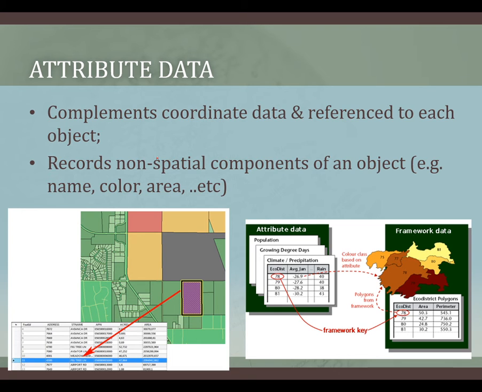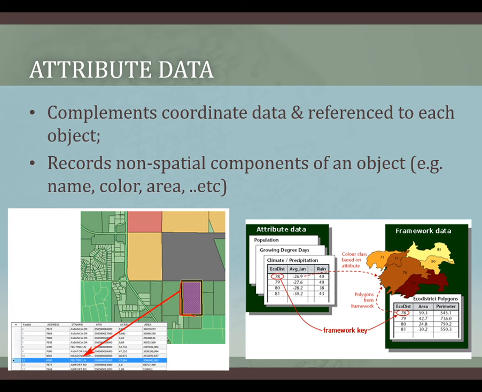But before we do that, we also talked about something we did a lot in this class, because we're not just mapping or finding a location, we're adding lots of information to it, which we call attribute data. It complements your coordinate data and reference to each object. We try to attach to every single object some other information. So let me give you an example here.